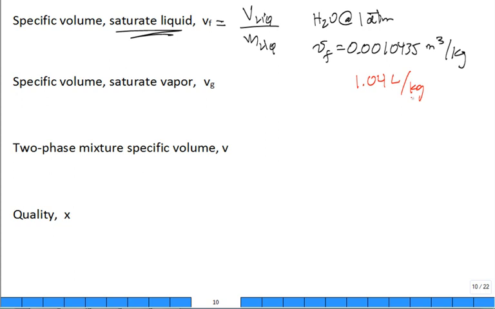Hey, that's what we talked about before. You show me a water bottle of 1 liter, and I'll show you a mass of about 1 kilogram. Full of water right there, right? So that's about 1 liter. Okay. Then V sub G is the volume occupied by saturated vapor divided by the mass of the vapor. And for water at that same pressure, V sub G is 1.673 meter cubed per kilogram.